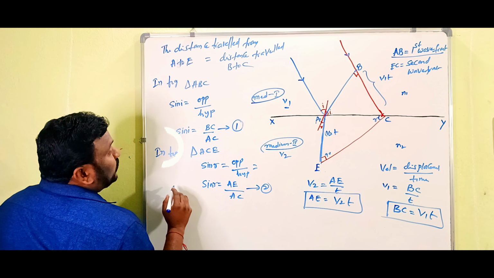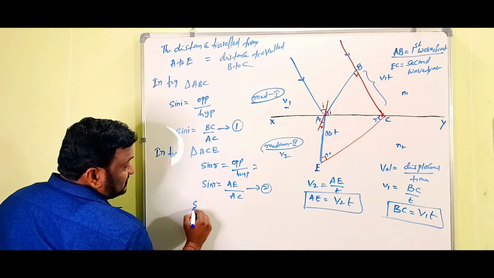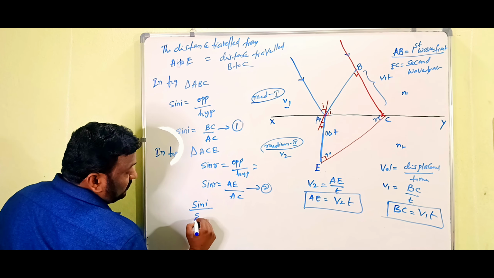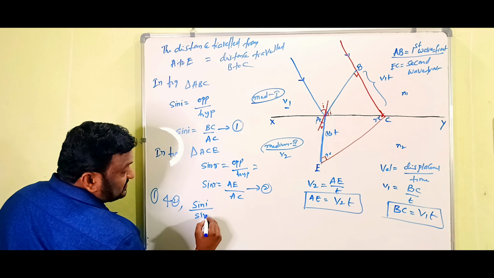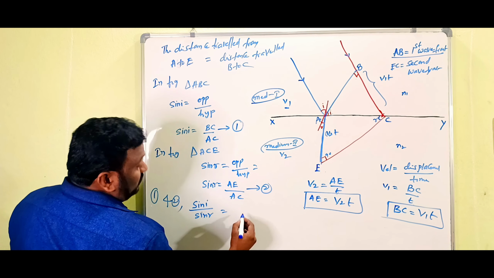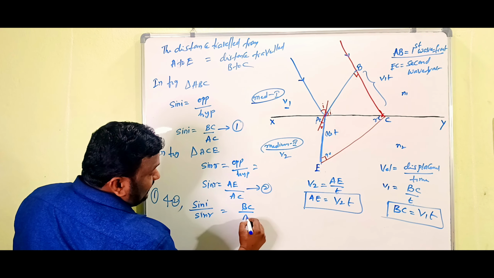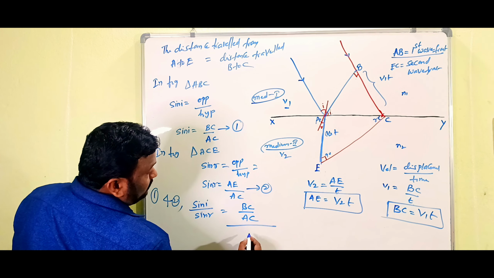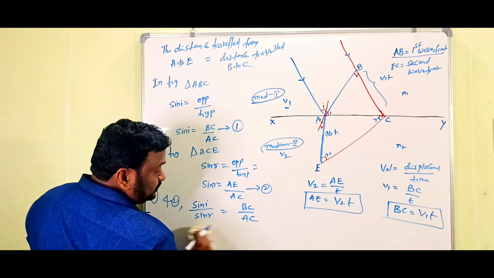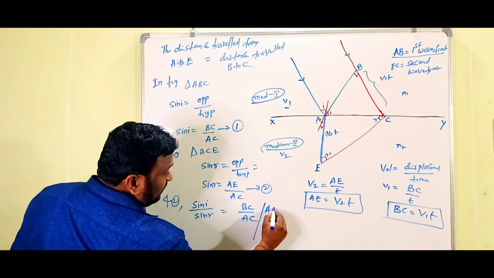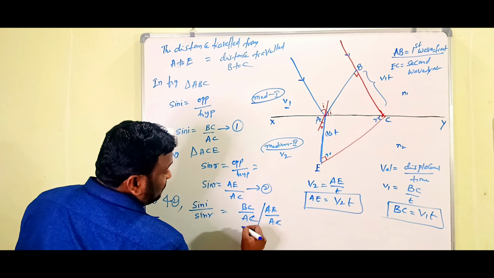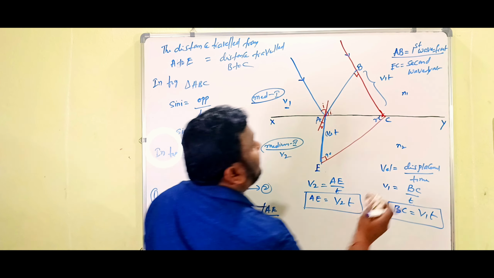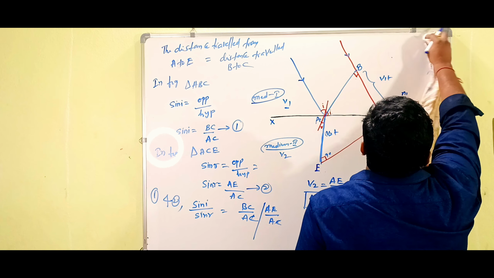So from equations 1 and 2 we are going to write sin I by sin R. We are dividing those two. So BC by AC divided by AE by AC. So AC cancels. What do we get? We will get like this. What is it?